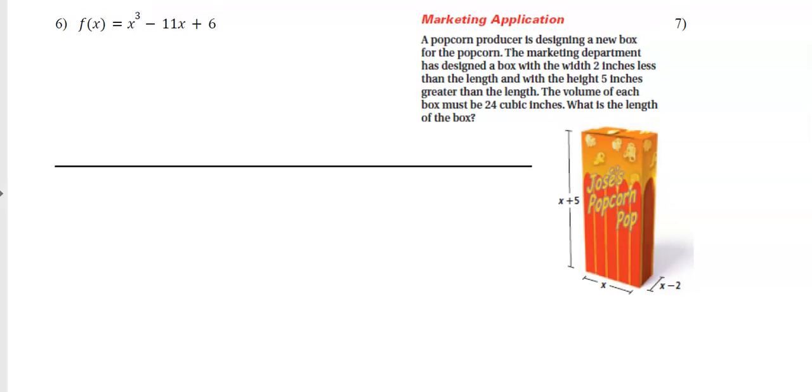So it says a popcorn producer designed a new box. The width is 2 inches less than the length. So this must be the width. This is the length. And then the height is 5 more than the length. And the volume must be 24. V is 24. So remember, volume is length times width times height. And so the volume is x times x plus 5 times x minus 2.